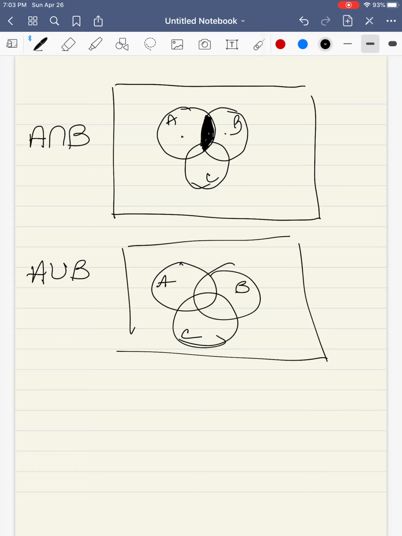you have to do a separate diagram for each one of these kind of problems, guys. You can't put A union B and A intersect B on the same graph. So A union B means everything in A and everything in B. Again, it doesn't make any mention of C, so we just ignore it. So A union B would be all of circle A and all of circle B.